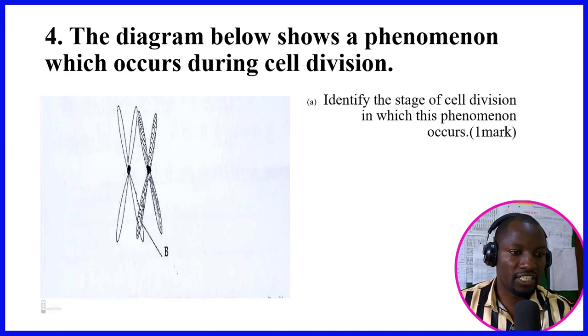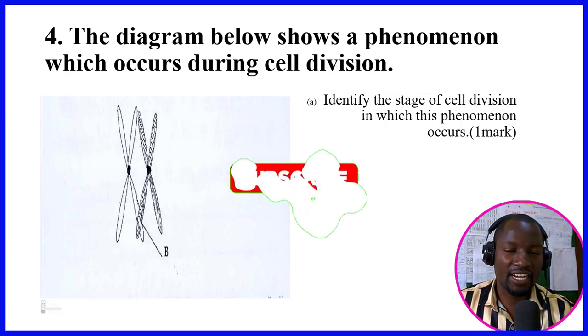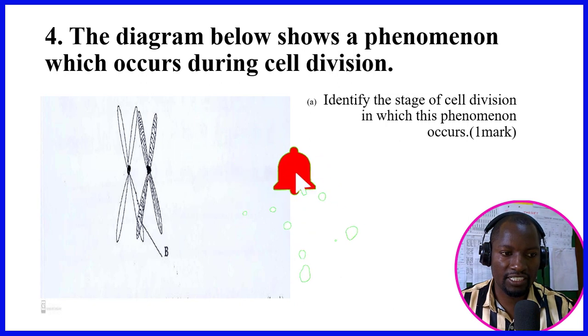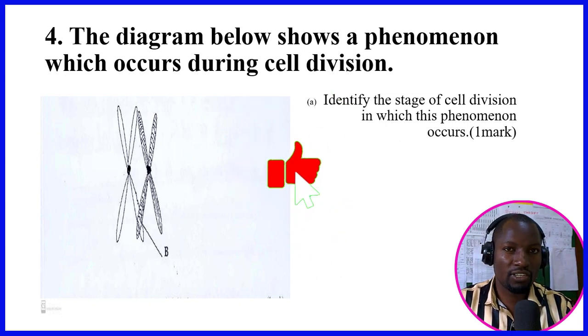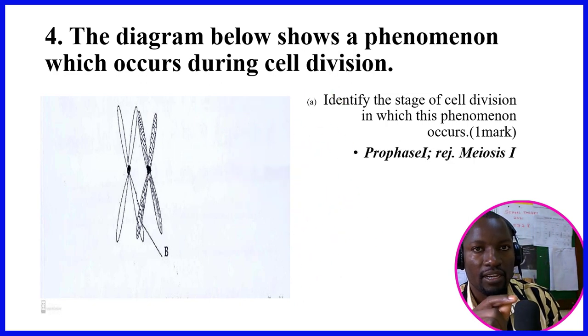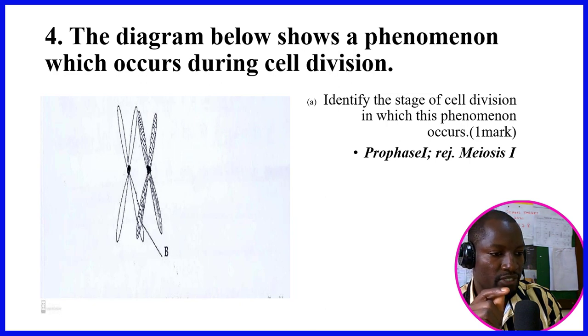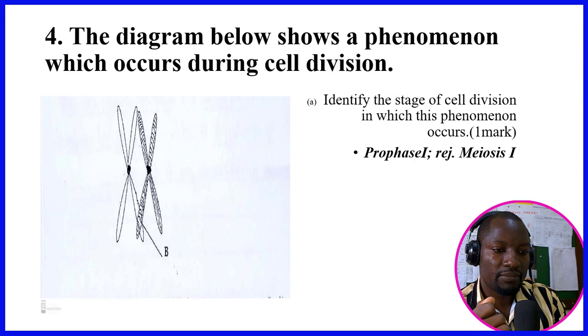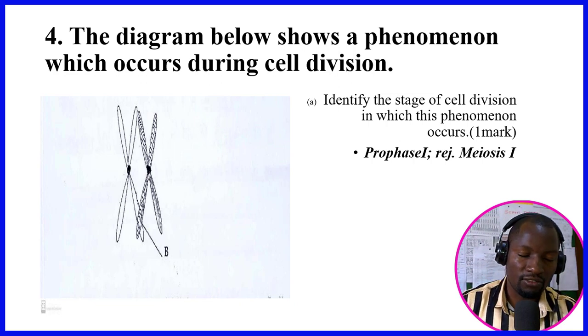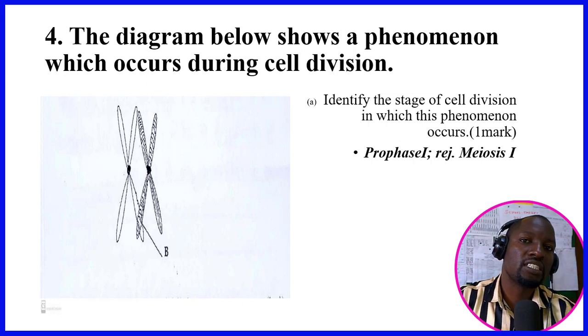Identify the stage of cell division in which this phenomena occurs. So this occurs in process 1 of meiosis. But we don't accept meiosis alone. It occurs in process 1 of meiosis 1.